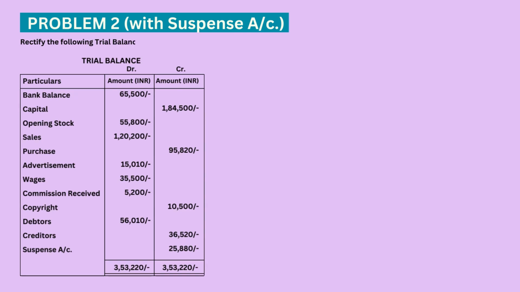Here is an example. The following trial balance is incorrect, and that is why there is a difference between debit and credit, which has been shown as suspense account. So first again we shall remember the rules, and then we'll draw a fresh pro forma of trial balance.